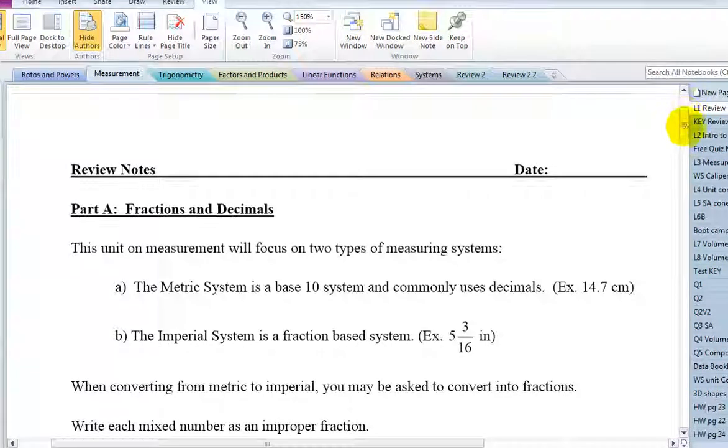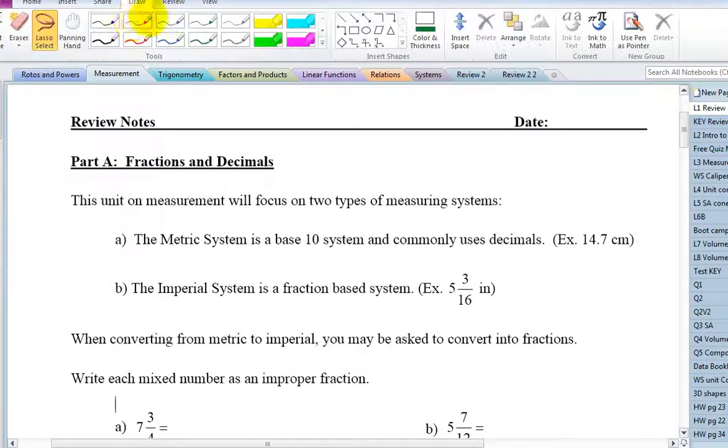Fractions and decimals. So, the unit on measurement will focus on two types of measuring system. The metric system, which is commonly used as decimals. Almost all the time it's going to have decimals. It's a base 10. So that means it's groups of 10s, just decimal systems like you're used to.